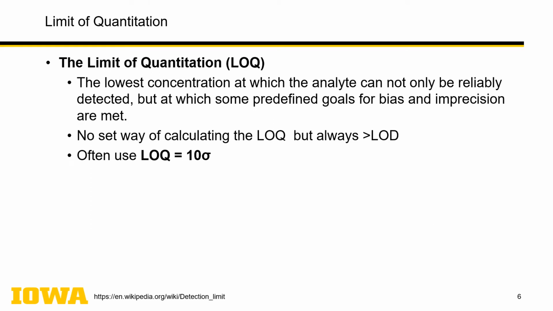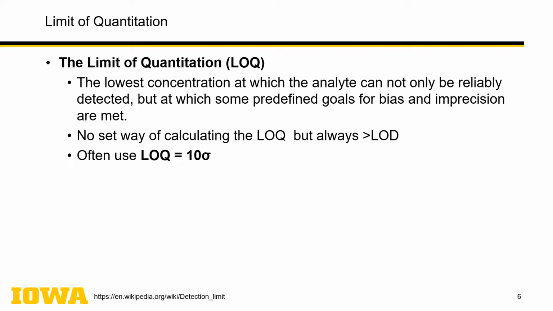What about this thing called the limit of quantitation, the LOQ? So this is an even bigger number than the LOD. It's the lowest concentration at which the analyte can not only be reliably detected and differentiated from 0, but at which some predefined goals for bias and imprecision are met as well.